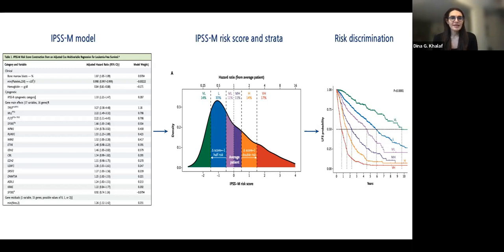So the IPSS-M model, which incorporates the genetic mutations, is also found now on the MDS ClearPath website. And you can basically punch in the bone marrow percentage, the platelet count, hemoglobin, and the cytogenetic abnormalities. So the blood counts, we try to punch in the blood counts that were seen at the time of diagnosis of MDS.